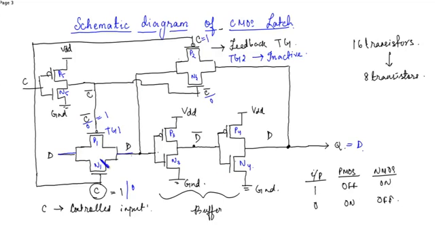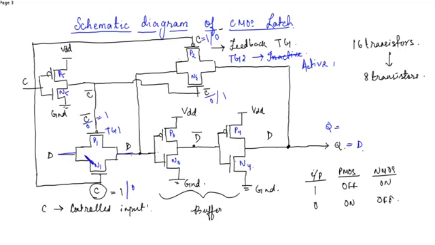So this PMOS will turn off since the input is 1, and this NMOS will also turn off since the input is 0. Here the input is 0, the input is 1. So this transmission gate will be activated, and this will get inactivated. So now what will be seen in the output?